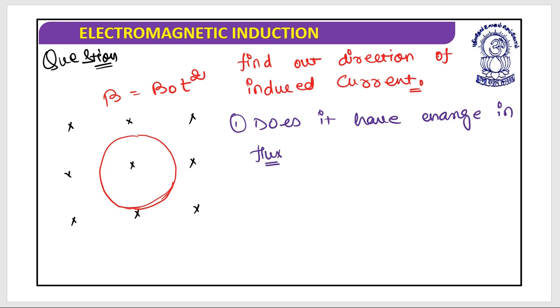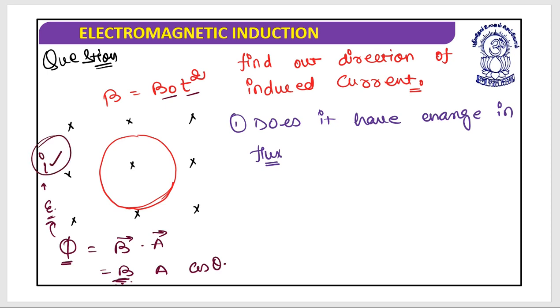When I discuss flux, it is B dot A, or I should write it as BA cos theta. So what I should ask is whether B is changing. Yes, B = B naught t squared. It is changing with respect to time, and as B is changing, phi is changing, in turn EMF is induced. If EMF is there, I have the current. So yes, it has a change in flux.